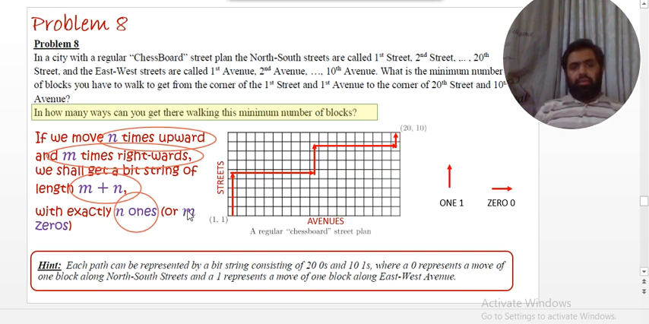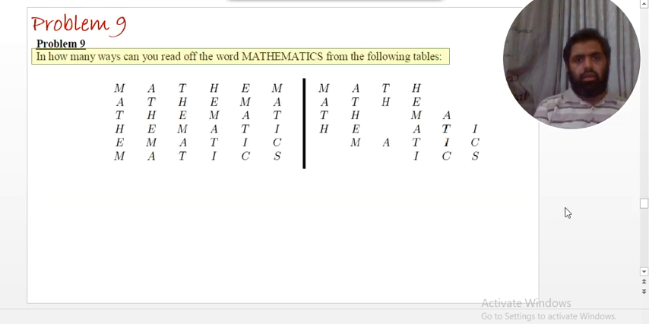Now I have binary strings of length m plus n, in which there are exactly n ones. How many such binary strings are possible? So the answer is clear. It should be m plus n choose n.